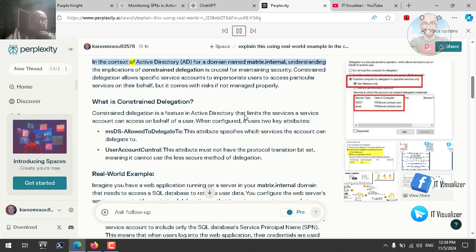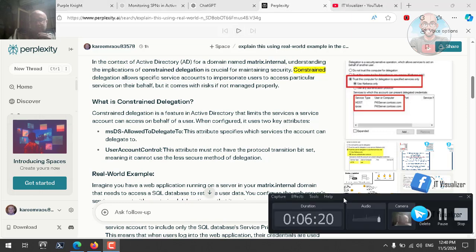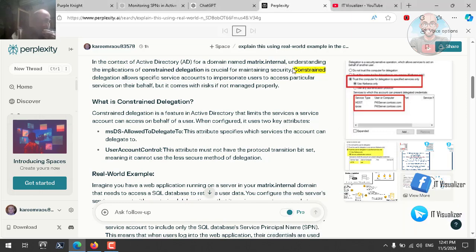In the context of Active Directory (AD) for a domain named matrix.internal, understanding the implications of constrained delegation is crucial for maintaining security. Sorry guys, let's continue the answer. Constrained delegation allows specific service accounts to impersonate users to access particular services on their behalf, but it comes with risks if not managed properly.